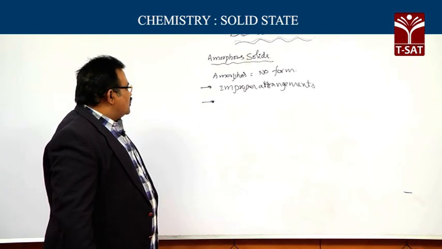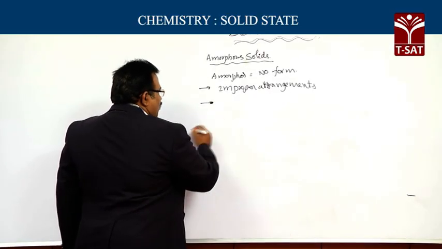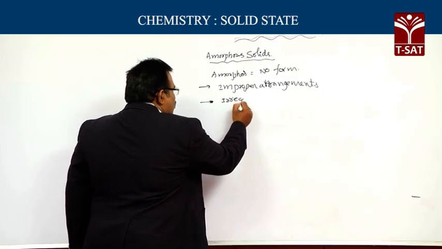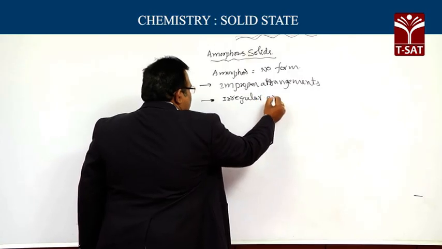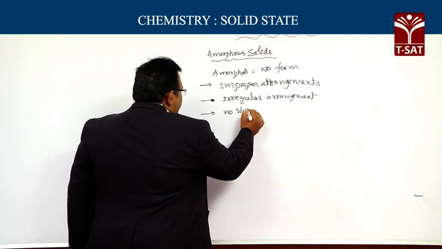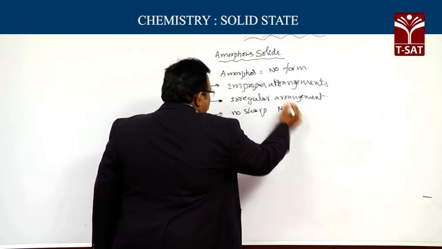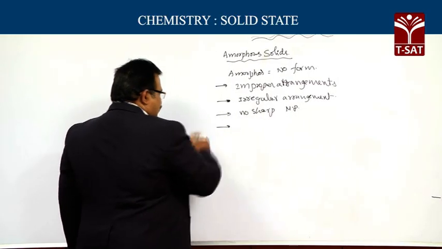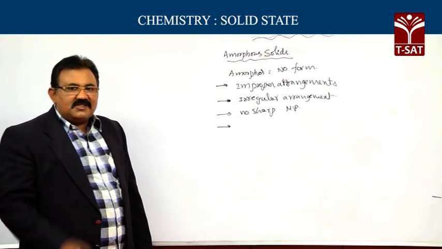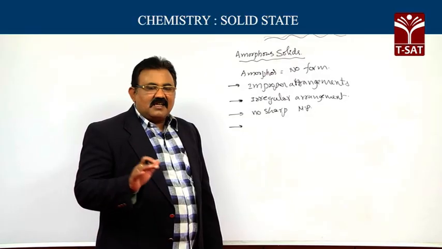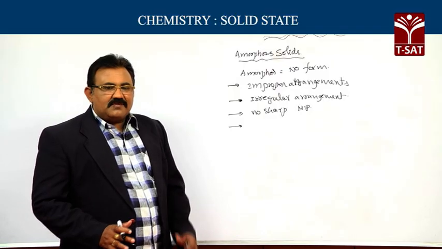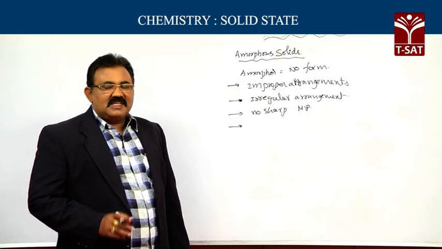and in the amorphous forms, atoms or ions are arranged in an irregular arrangement. Amorphous solids have no sharp melting point. Even though they are solids by name, their properties are just like liquids, because amorphous forms flow just like liquids.